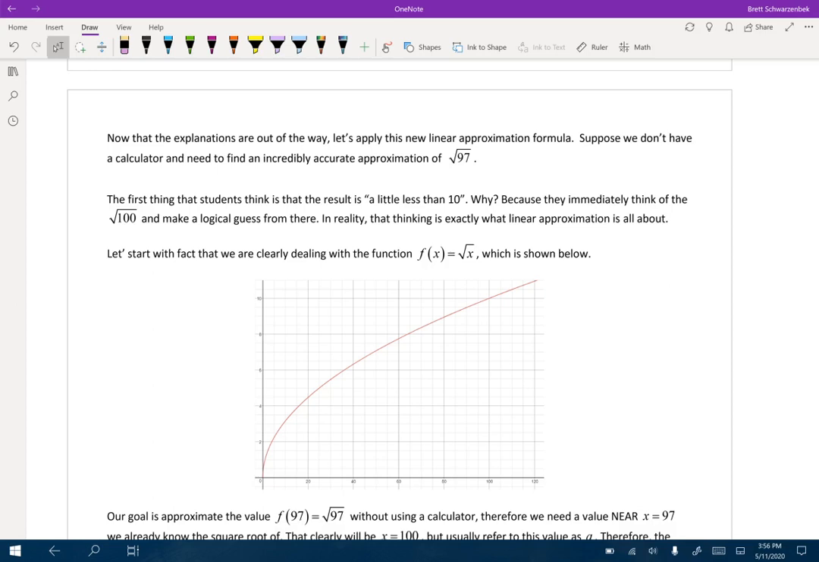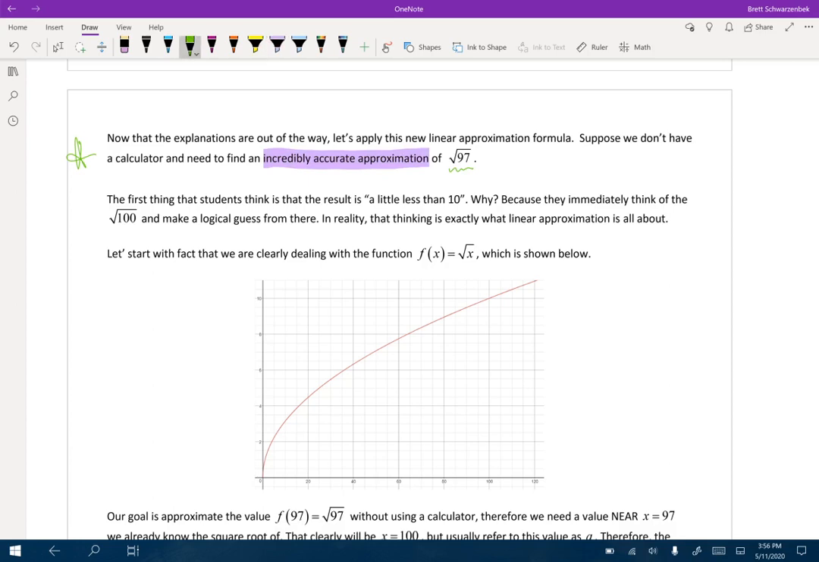So the question is, how about examples, right? Let's do some. A very popular example in a lot of textbooks is the idea of finding an approximation of a radical when you don't have a calculator. Okay, let's think about that for a second. What if no calculator is available and you need to find an incredibly accurate approximation of root 97?